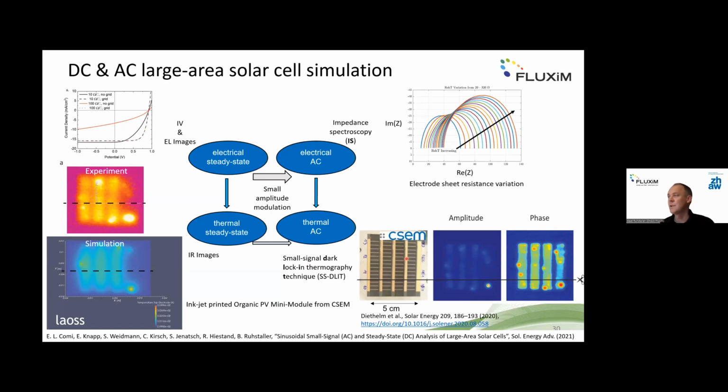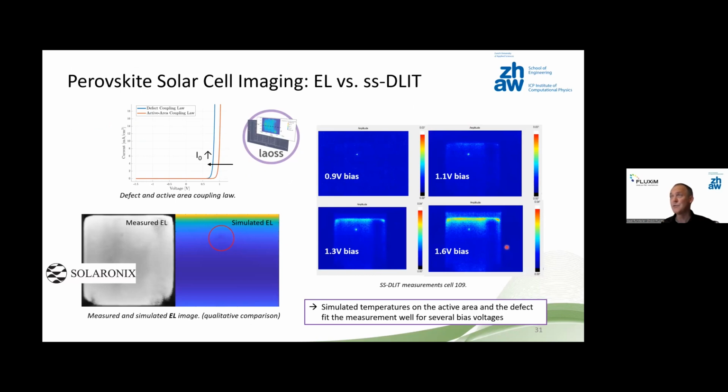And thanks to the model that we can now solve in the AC domain, we can also generate images of amplitude and phase. This is shown for this perovskite solar cell example, which is a perovskite solar cell provided by Solaronics. In that case, this is about a 1 centimeter square size perovskite solar cell, for which we measure the EL down here, and also the simulated EL picture. And we introduced a little shunt here that you can hardly see in the model.